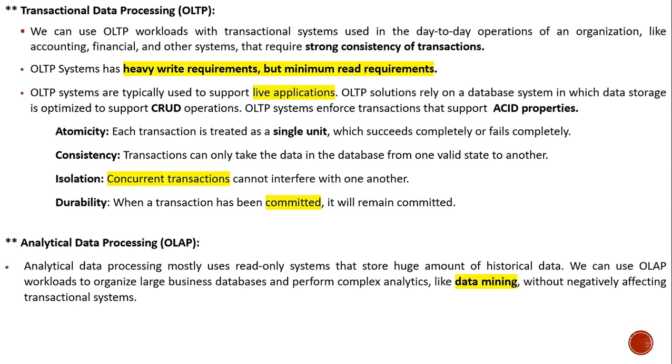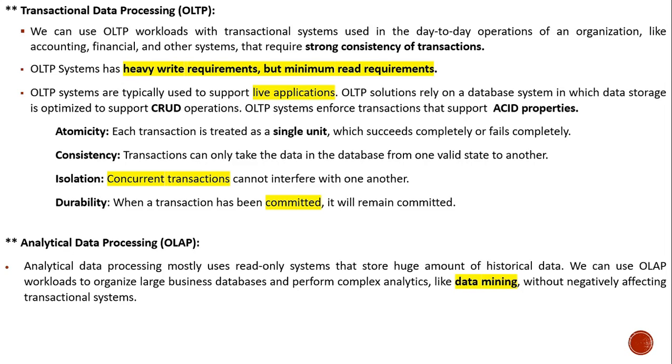What is atomicity? Atomicity means the entire transaction takes place at once or doesn't happen at all. Consistency means a database must be consistent before and after the transaction. Isolation means multiple transactions occur independently without interference. And durability means the change of a successful transaction persists even if a system failure occurs. So the changes that have been committed will remain committed.